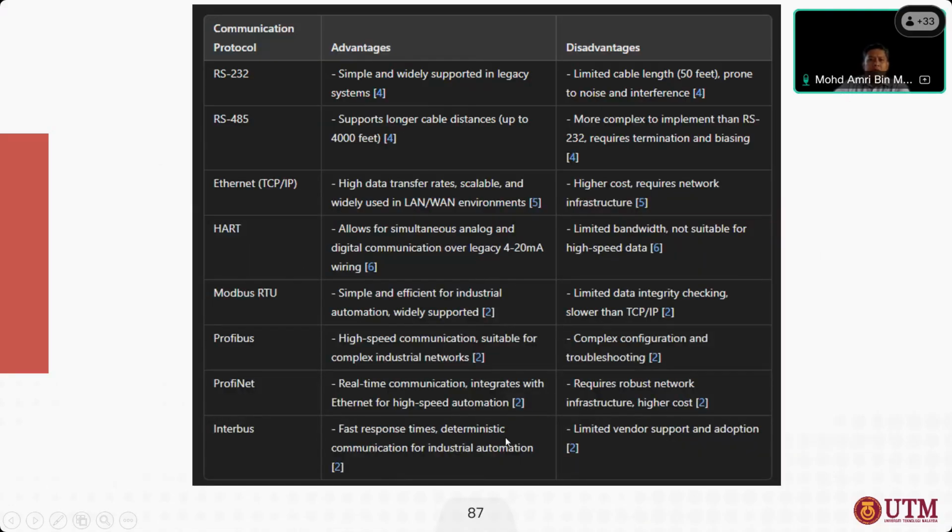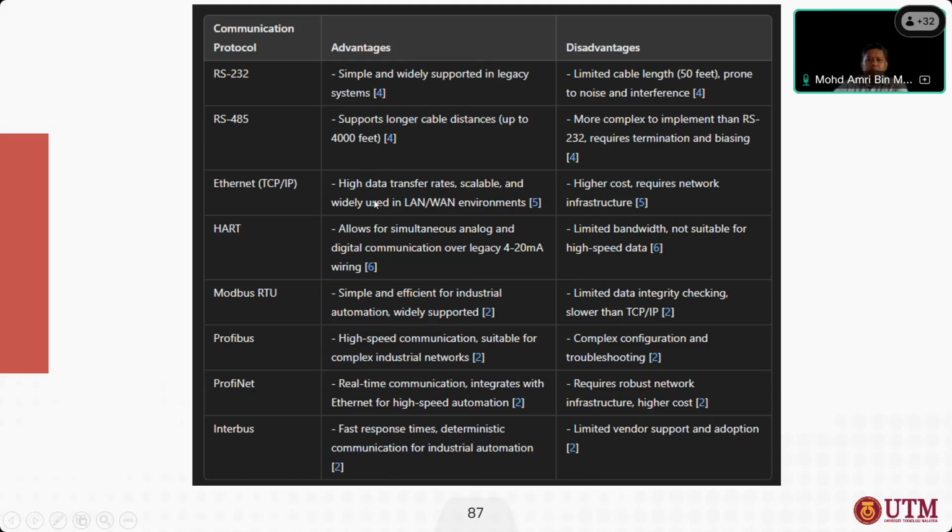So these are the advantages and disadvantages of the systems. For example, RS-232 is a simple connection, one device to one device. But the disadvantages are limited cable length, and it can easily be interrupted by noise and interference. If you want to upgrade that connection, you can use RS-485, which can use longer cable, but is more complex.